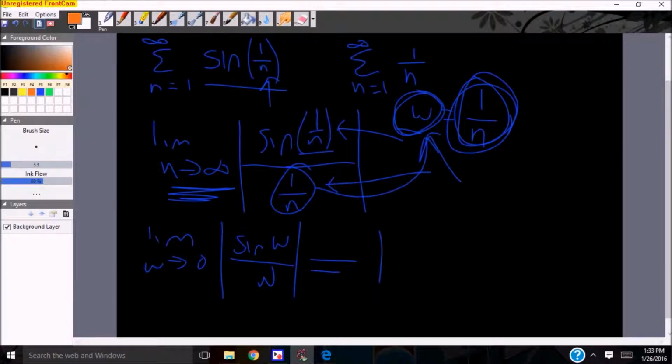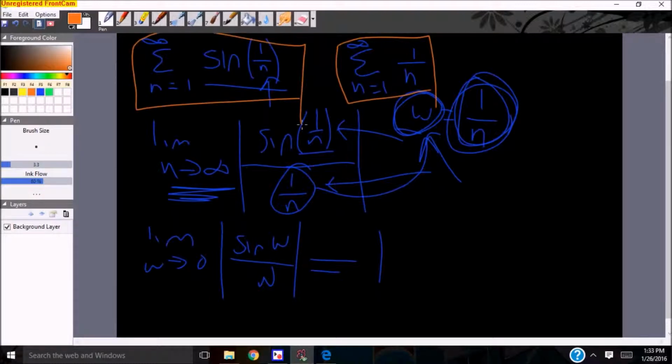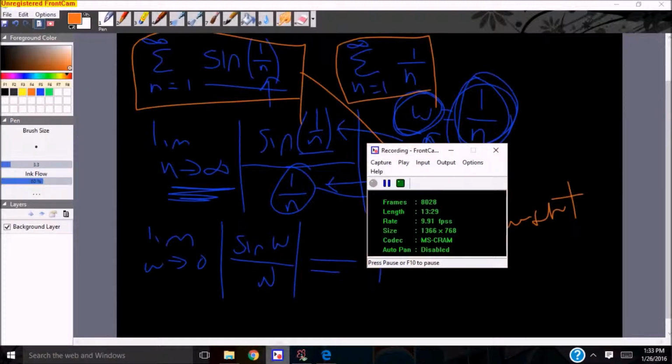And so this gives me a different answer, where this thing is divergent, and since I got a finite number when I did my division, this one is also going to be divergent. Okay.